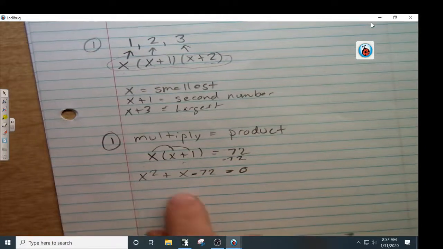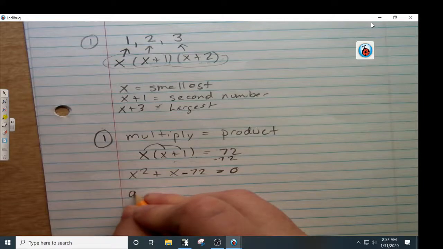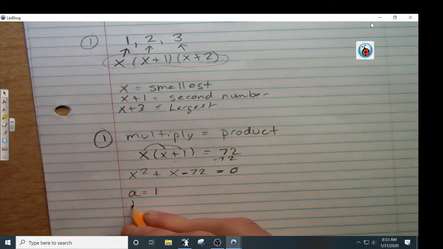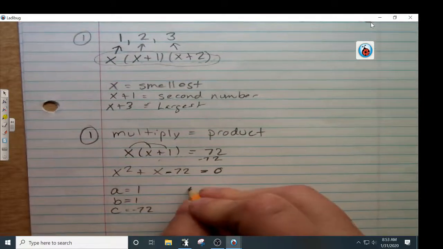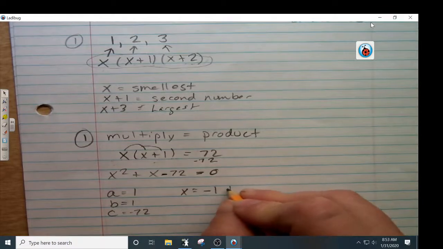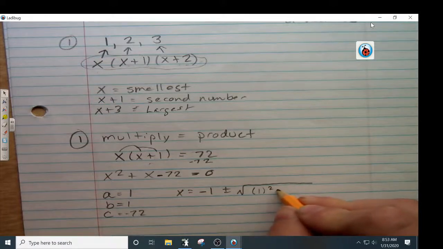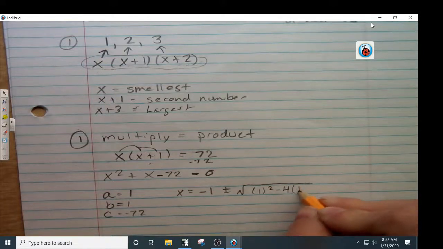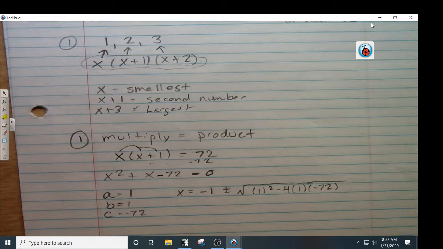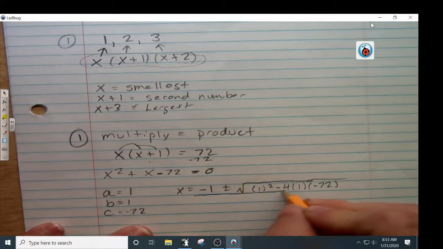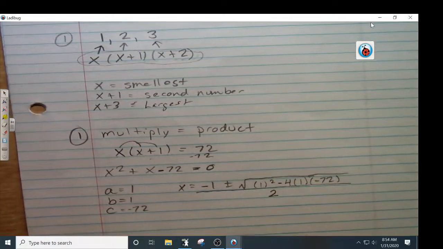This is factored really easy, but we're going to use the quadratic formula again. Now, my A is 1. What's my B? 1. What's my C? Negative 72. So that's going to be x equals negative 1 plus or minus the square root of 1 squared minus 4 times 1 times negative 72, all over 2 times 1. What's 2 times 1, guys? 2. So I'm not going to do that, okay?